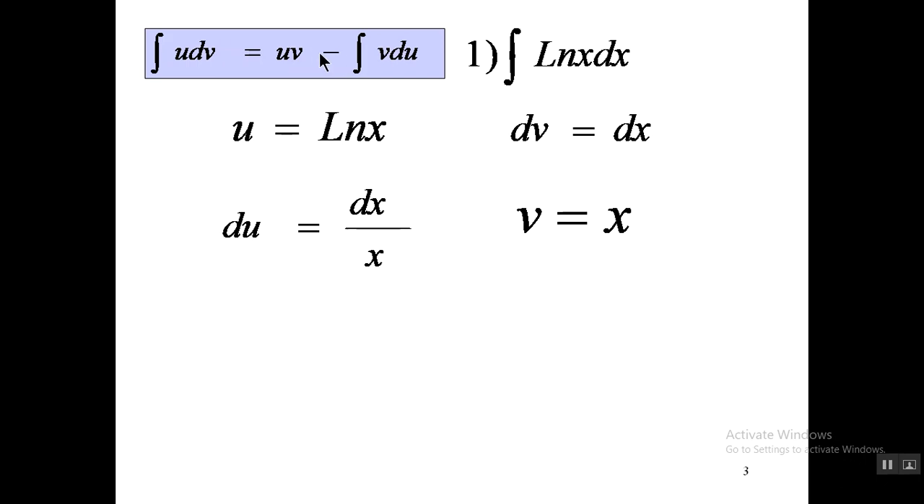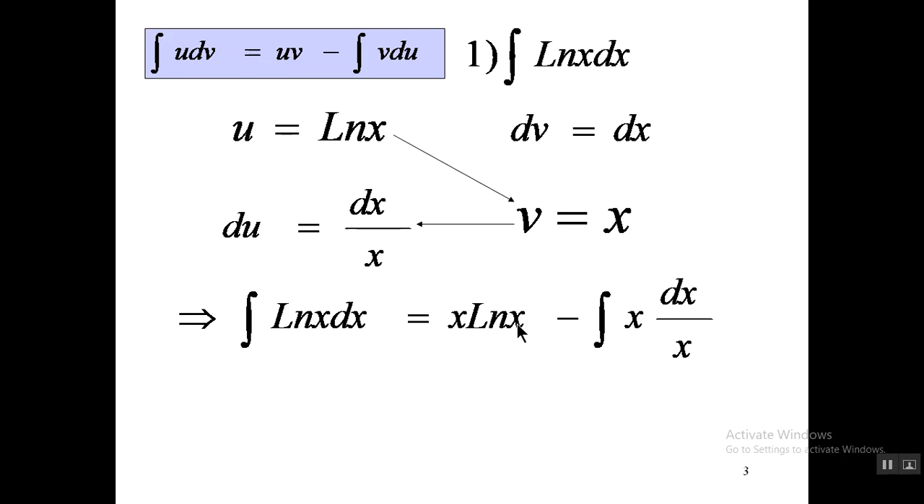Now we apply the formula. The integral u dv equals uv minus integral v du. So we get uv, which is x ln x, minus integral v du. This is du, and this is v. So it is x times dx over x. So we get x ln x, uv, minus integral v du, x times dx over x.